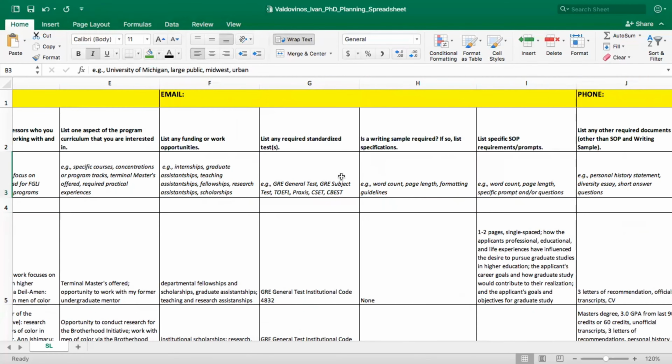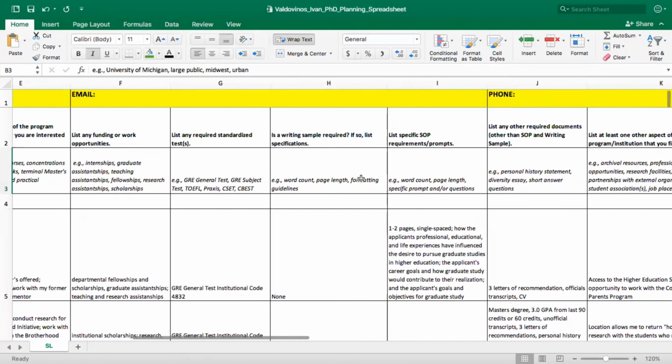Then you want to list what standardized tests they are asking you for. Are they asking you for the GRE general test? Do they ask you for GRE subject tests? Are they asking you for a language test? So if you're an international student, are they asking you for Praxis? That's mostly for teaching. What type of tests are they asking you for in terms of the admissions application?